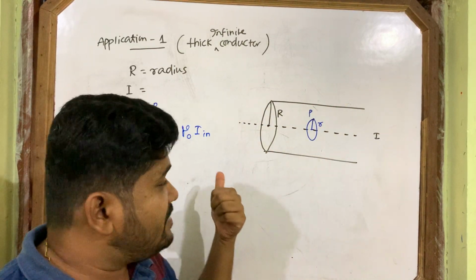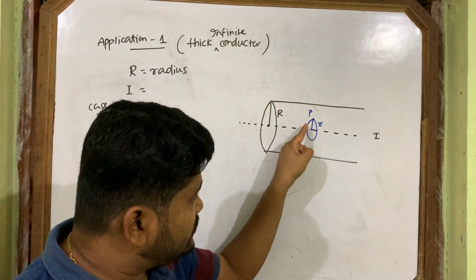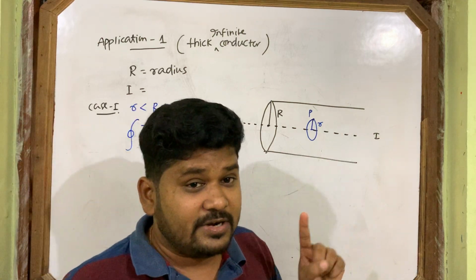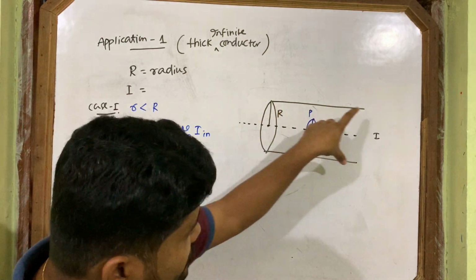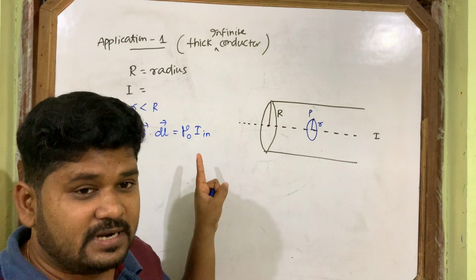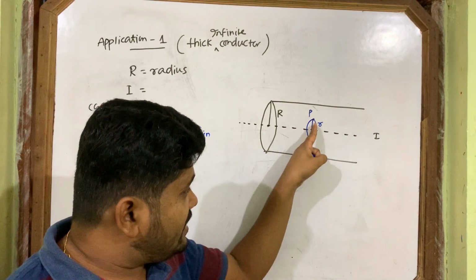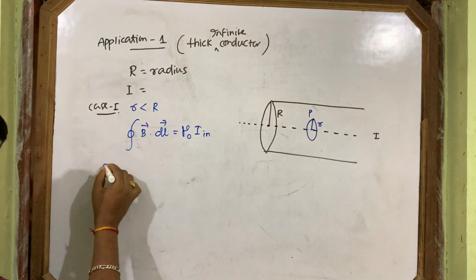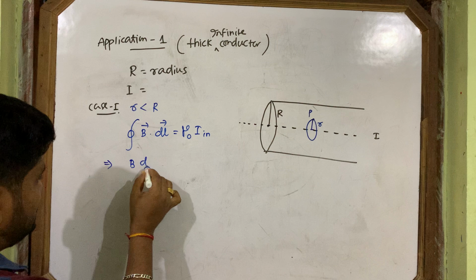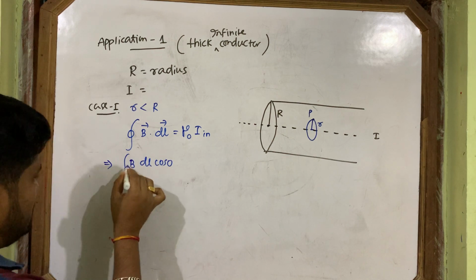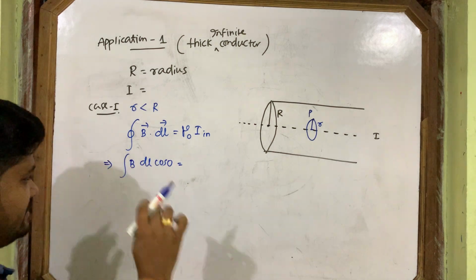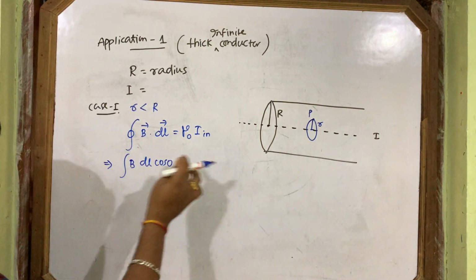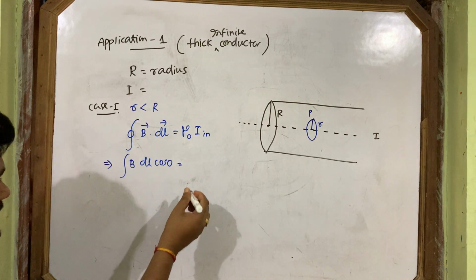For us, what matters here is how much current passes through this blue color loop, because that is our Amperian loop now. Try to understand. I current passes through the whole cross section, but that does not matter for us. We need the current which passes through this blue loop. So here B dl cos 0, as I have proved, B vector and dl vector for a circular loop are always in the same direction, because B is tangent as well as dl is also tangent.